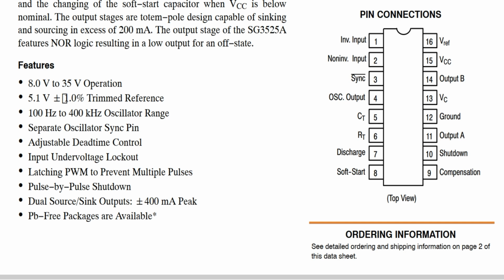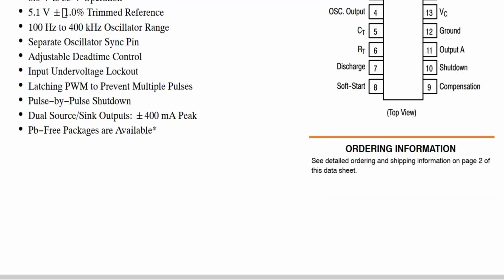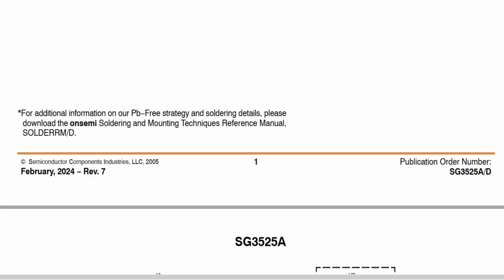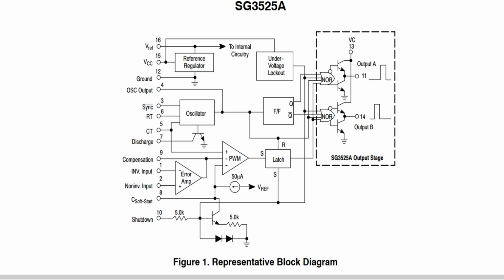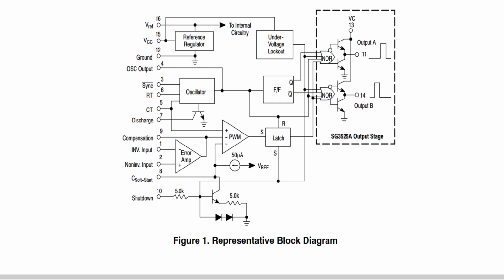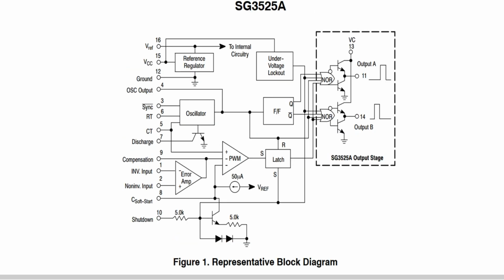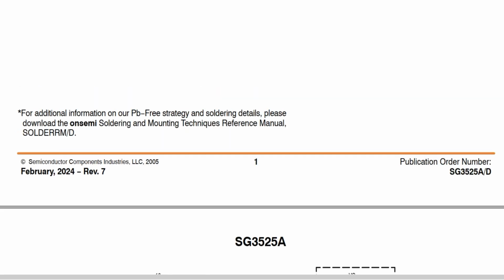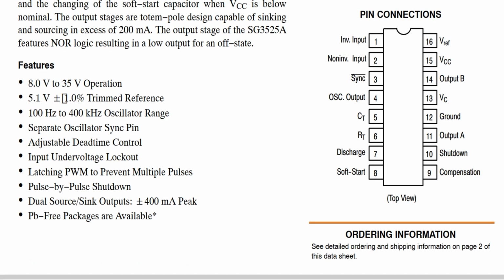For example, pin 1 and pin 2 are used for the feedback and the regulation. Pin 5 is for the CT, the timing capacitor, and pin 6 is RT, the timing resistor. These pins are used to set the switching frequency. Pin 7 controls the discharging of the CT and sets the dead time between pulses. Pin 10 is the shutdown pin. This is often used for protection circuits like overcurrent sensing.